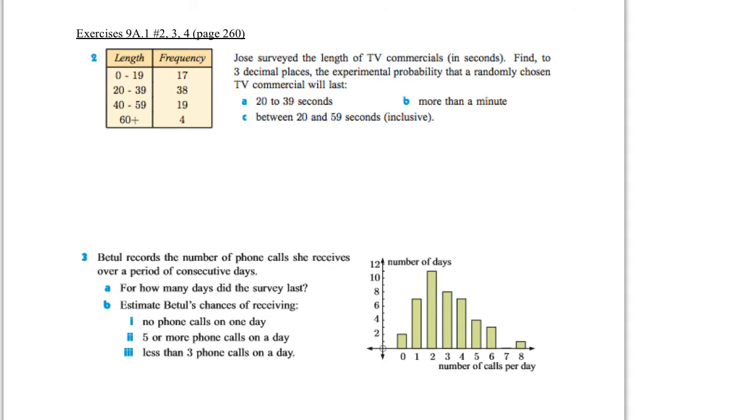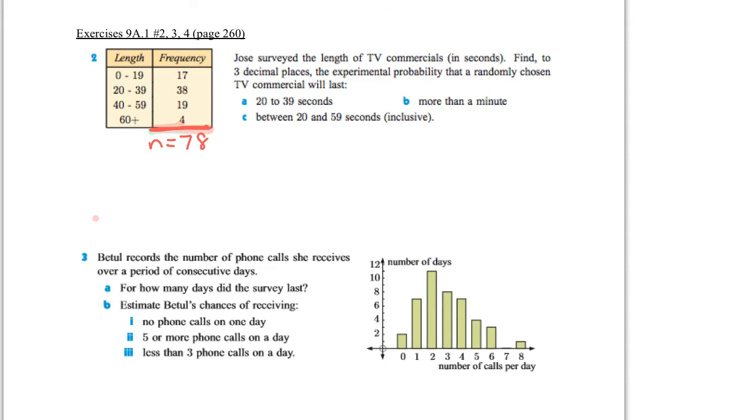All right, so we have Jose surveying the length of TV commercials, and we want, to 3 decimal places, the experimental probability that a randomly chosen commercial lasts 20 to 39 seconds. All right, so a frequency table is something you would have seen in the stats chapter on descriptive stats in chapter 6. So if we look at Jose watching commercials, adding up the frequencies, you can see that he's watched 78 commercials.